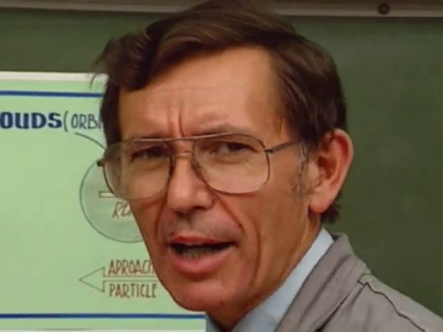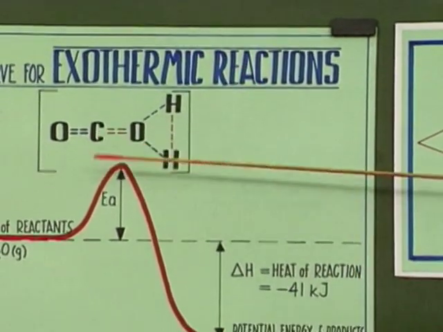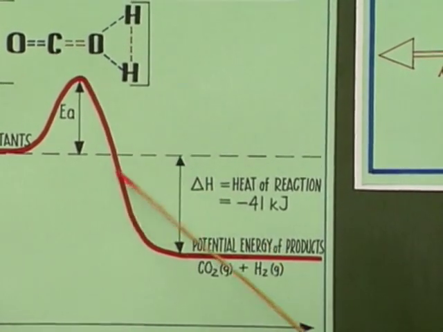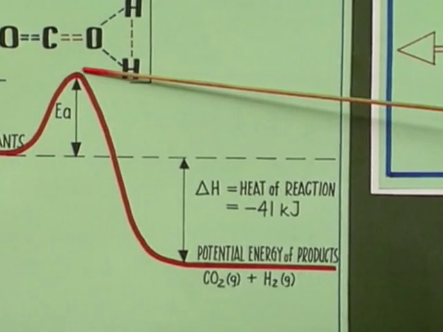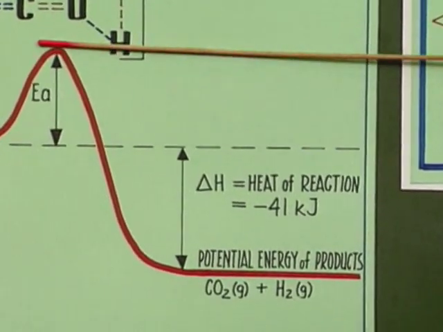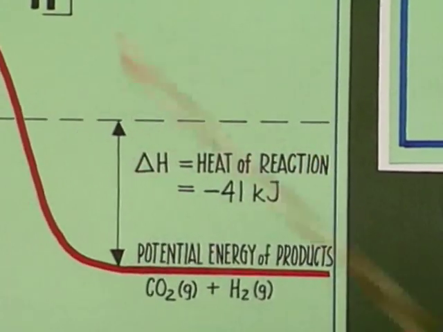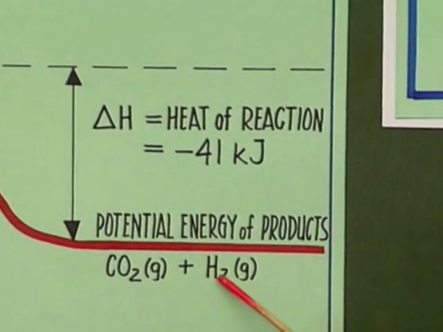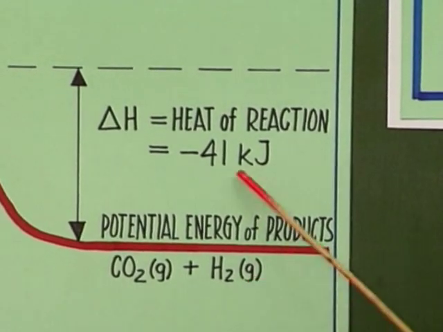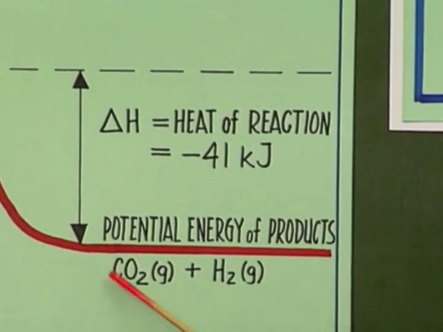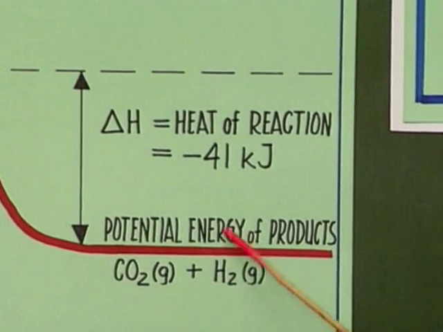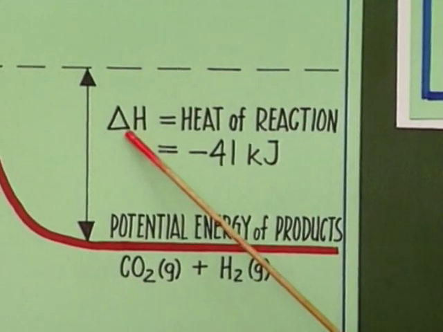For an exothermic reaction, the total drop in the potential energy during the decomposition of the activated complex into products is greater than the activation energy by that much. This drop in potential energy is converted into the kinetic energy of the product particles flying apart. This means that the system will heat up and give out heat to the surroundings. In this case, 41 kilojoules for every 1 mole of carbon dioxide gas and 1 mole of hydrogen gas formed. We call this the heat of reaction delta H.